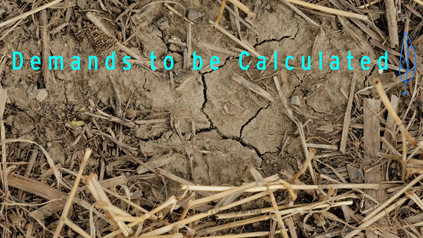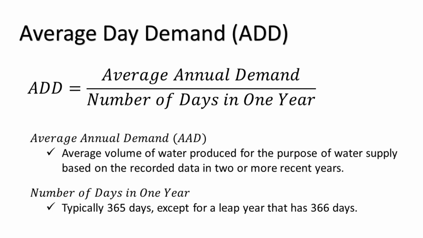Estimating often requires calculations for 4 distinct water demands. 1. Average day demand, or ADD. ADD equals to daily average water demand. This value can be estimated based on the data of total water production over a complete year divided by the number of days in this particular year.